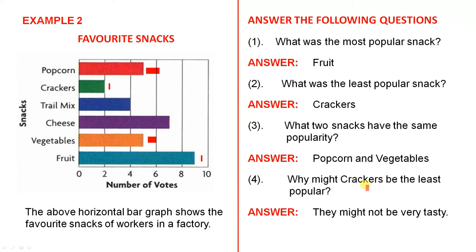Now here's another inferential question, so we make a little bit of a judgment here. There's really no right or wrong answer, but we try and use our common sense to come up with an answer. Why might crackers be the least popular? So crackers are very low, aren't they? Now when you compare crackers to all the other different snacks that are there, you could deduce, or you could come up with the answer that they might not be very tasty. See, crackers could be a bit dry, they might not have much flavour. So that's a possible answer.